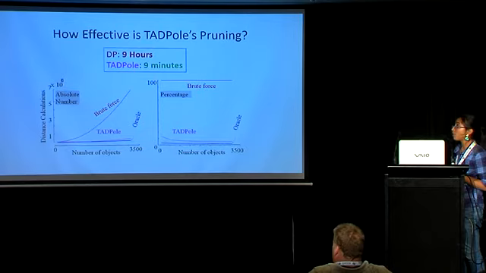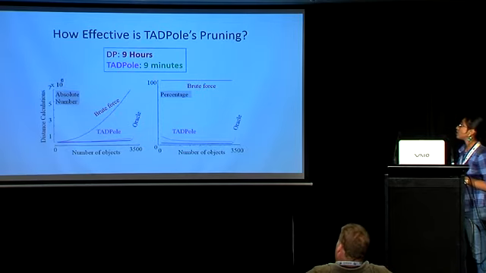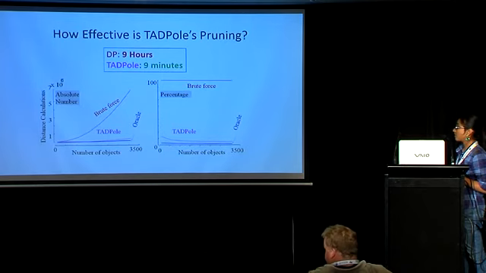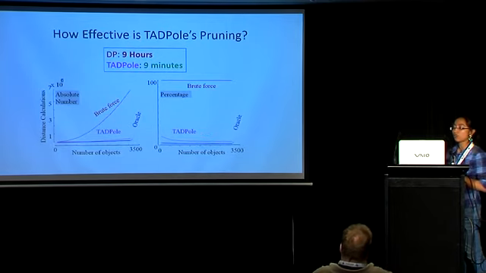On the right, in terms of the percentage of distance computation that we do, the brute force algorithm obviously does 100% distance computations, the all-to-all, whereas the Tadpole algorithm is very close to the oracle. And there is an interesting trend: with the increase of the number of objects, Tadpole becomes closer and closer to the oracle.